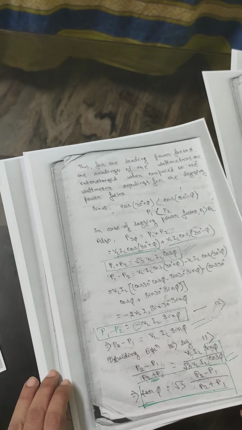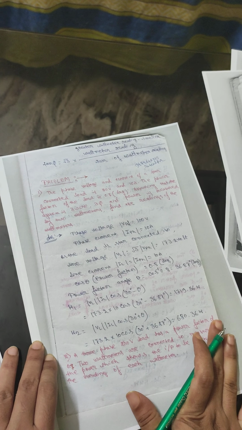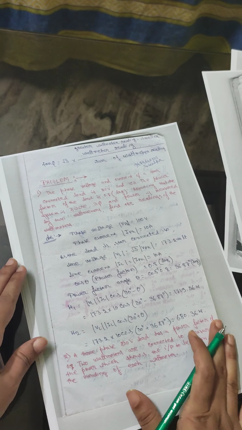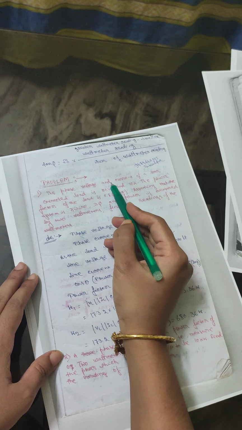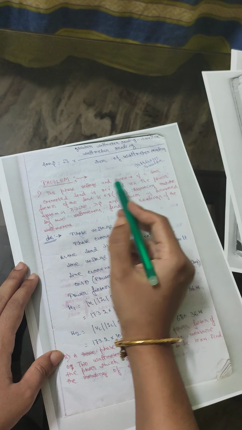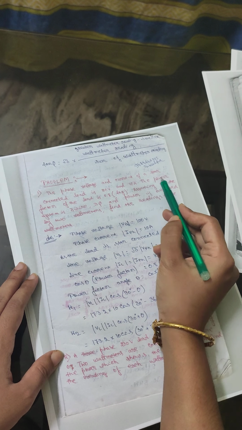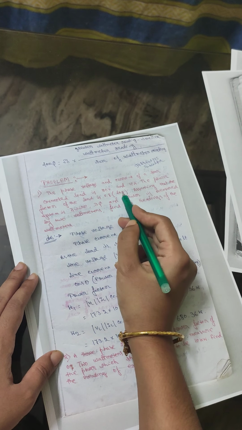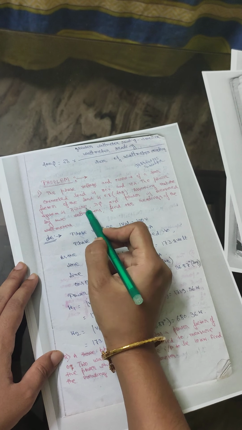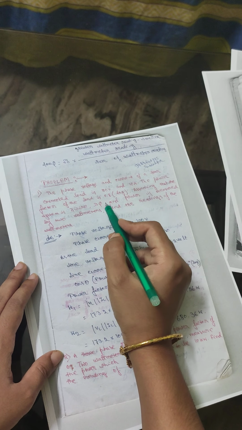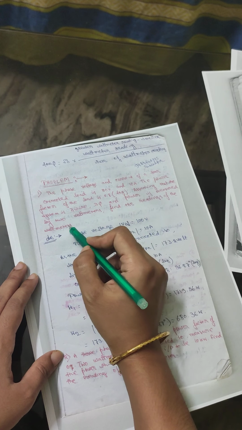Already I discussed. Next, I am showing you one problem, how we solve a problem regarding the three-phase system. See here one problem. The phase voltage and current of a star connected load are 100 volt and 10 ampere. The power factor of the load is 0.8 lagging. Assuming that the system is 3-wire 3-phase and the power is measured by 2 wattmeters, find the readings of the wattmeters.